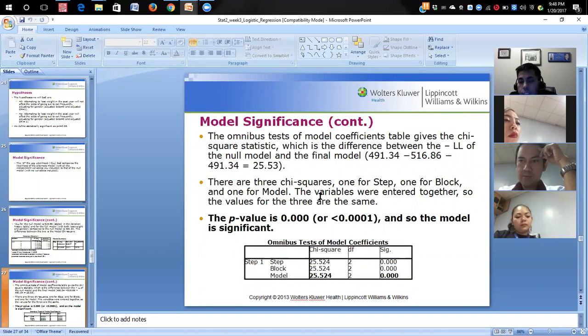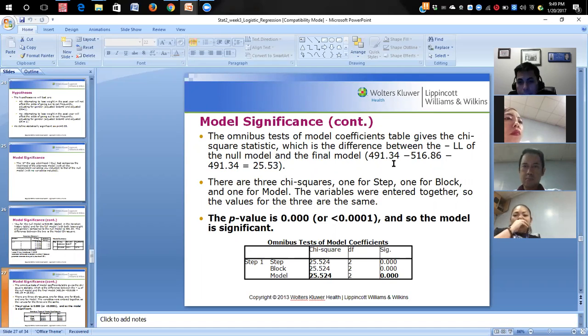It uses the chi-square statistics, and so we need to review again what chi-square statistics is. Well, the chi-square statistic is a model that demonstrates the difference between the expected and the observed frequencies of all the observations. So it uses chi-square statistics, and it gives you the difference between the negative log likelihood of the null model and the final model.